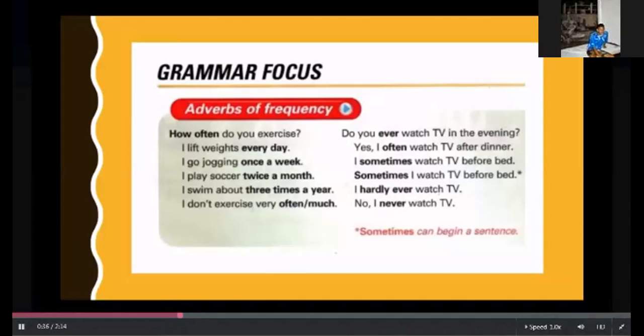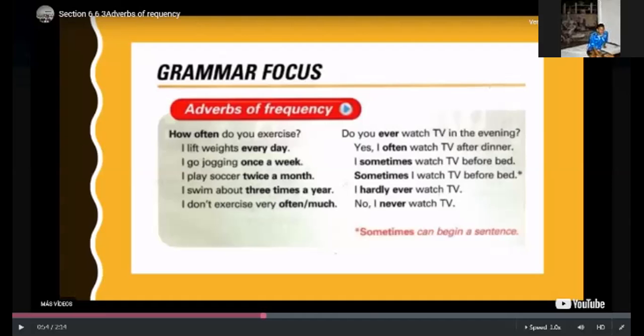Do you ever watch TV in the evening? Yes, I often watch TV after dinner. I sometimes watch TV before bed. Sometimes I watch TV before bed. I hardly ever watch TV. No, I never watch TV.